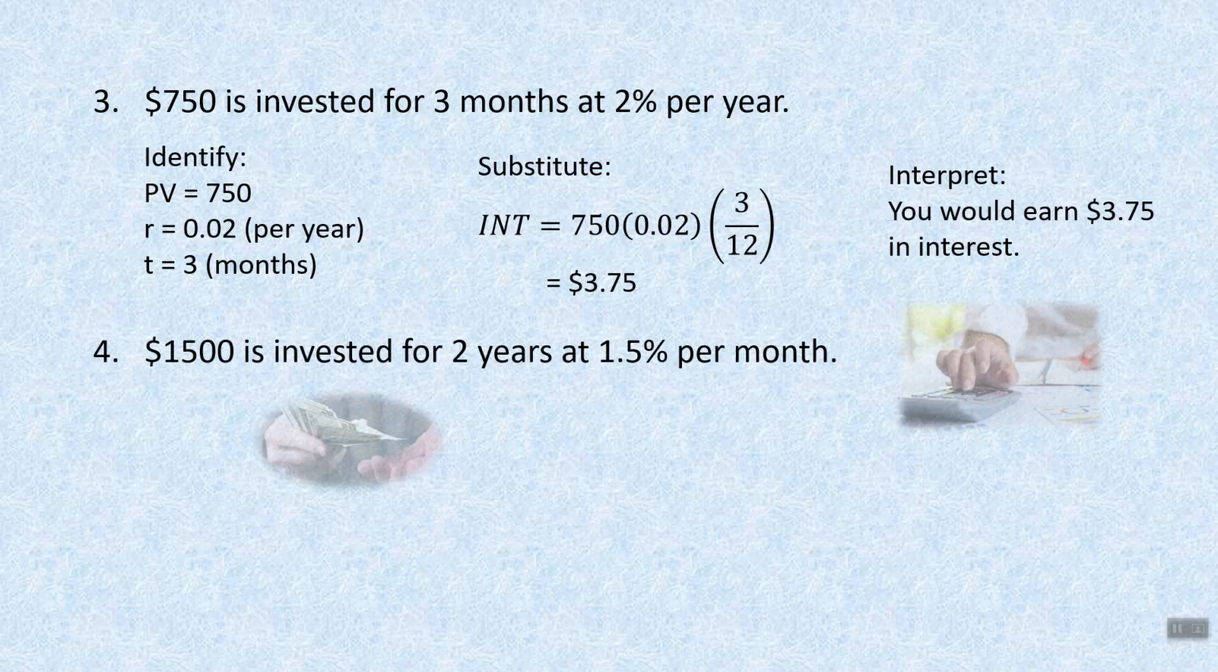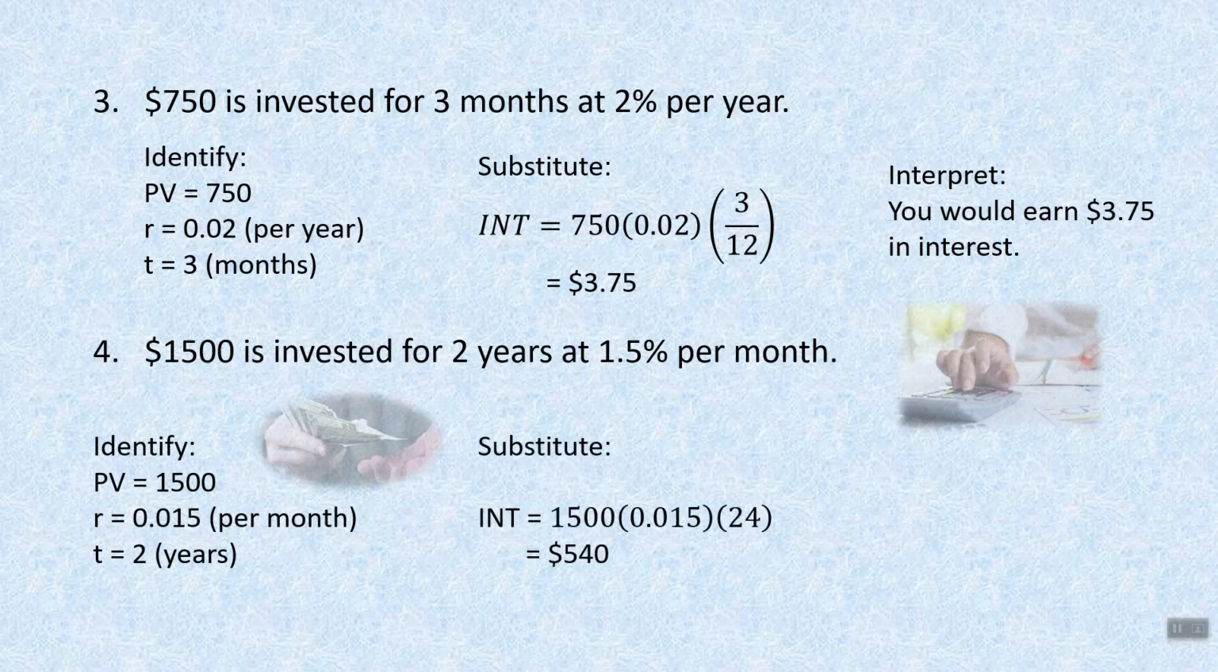$1,500 is invested for 2 years at 1.5% per month. Again, years, months. We're going to stick with the units of the rate. So PV equals 1,500. Our rate is 0.015 per month. Time is 2 years. So when I substitute, notice here for my time, right? INT equals 1,500 times 0.015. Instead of using 2, I changed that 2 years into months. 2 years is 24 months, and so my T value is going to be 24. And when I do this multiplication, we'll end up with, you would earn $540 in interest.